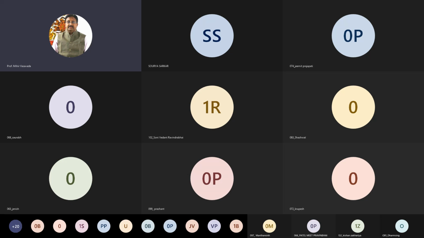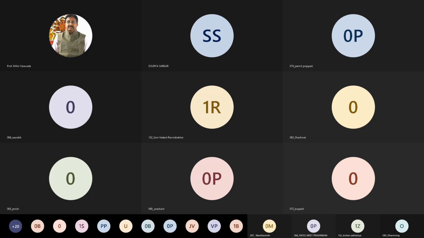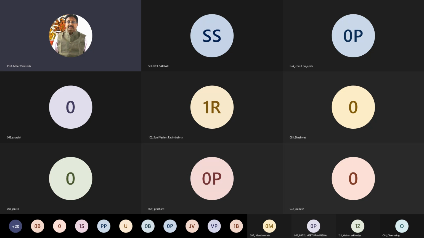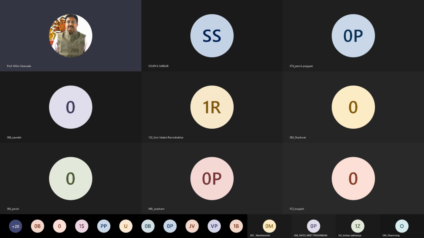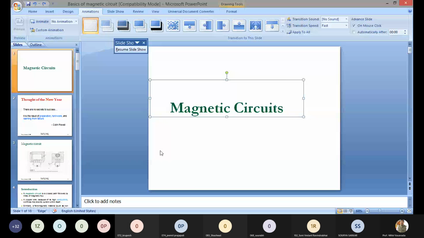Right. The current is passing through a conductor. That is a movement of electrons. But flux is established in the circuit. Flux is not moving in the manner in which the current is moving through electrons. Right. So flux, you can tell, is established in the circuit.